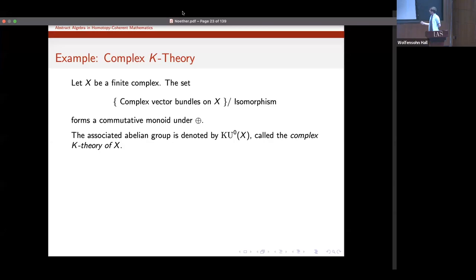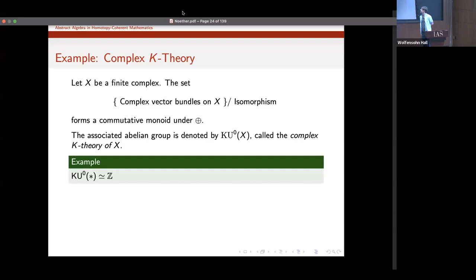So for example, KU0 of a point, that's the group of integers, because a complex vector bundle on a point is just a complex vector space. Complex vector spaces are classified up to isomorphism by their dimension, which is any natural number. And when you formally adjoin inverses, you get the group of integers.